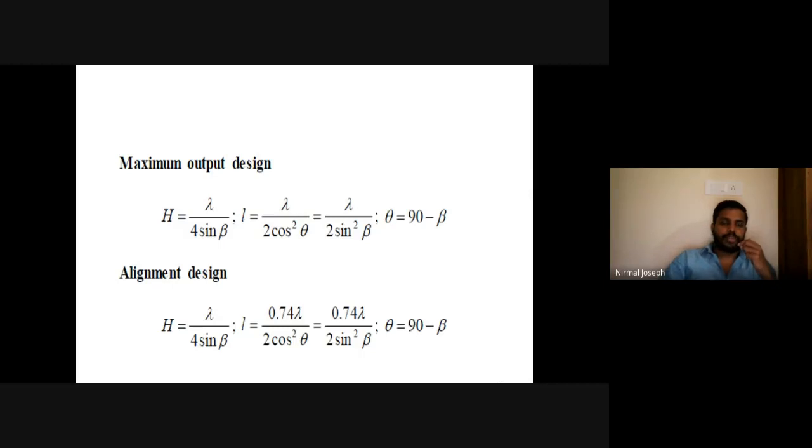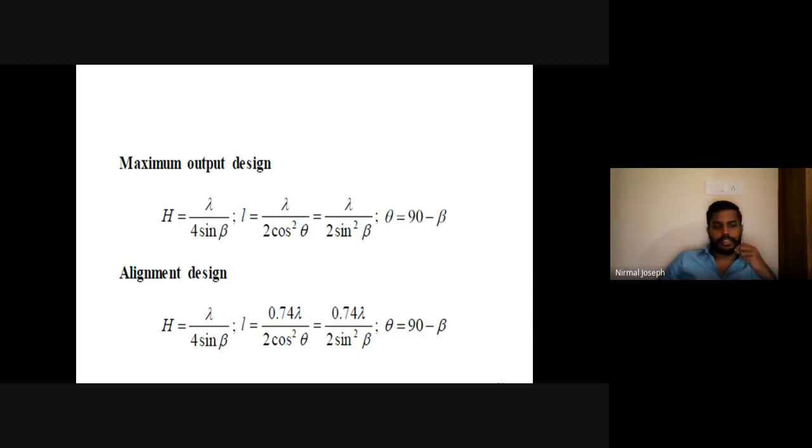So for the maximum output design, h is the height above the earth. It should be lambda by 4 sine beta, where theta is equal to 90 minus beta. And L is equal to lambda by 2 cos square theta. If we substitute theta by 90 minus beta, cos of 90 minus beta is sine beta, so we get the second equation: L is equal to lambda by 2 sine square beta. This is the design for maximum output.